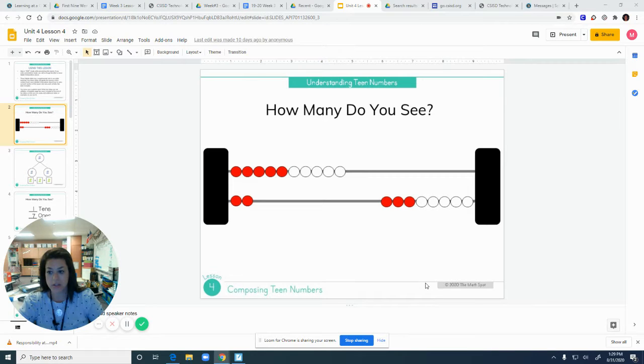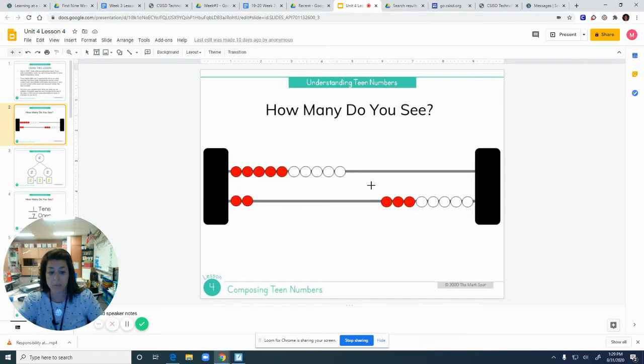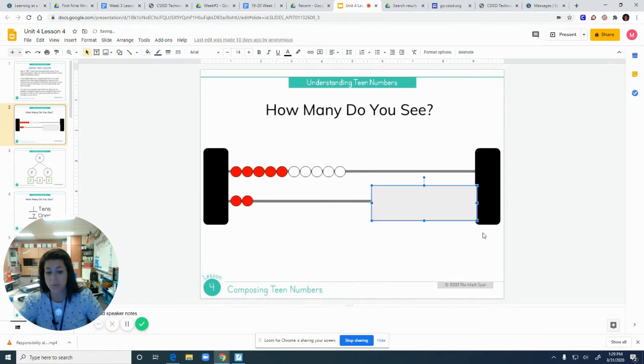Hey, first grade. So we're going to continue looking at the different ways to compose and decompose the number 20. Now remember, when we're looking at rekenreks, we have to remember that we are counting the red as well as the white. The dots down here on this side, we almost have to treat them as if they're not there. We're counting what's here on this side.